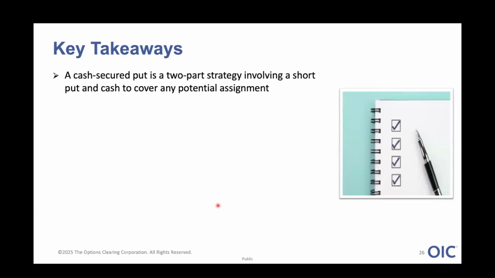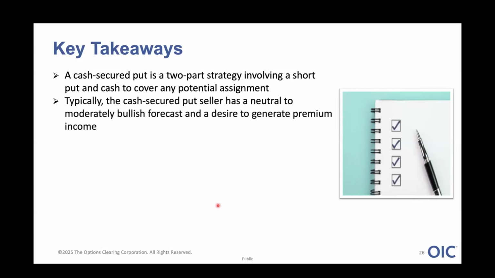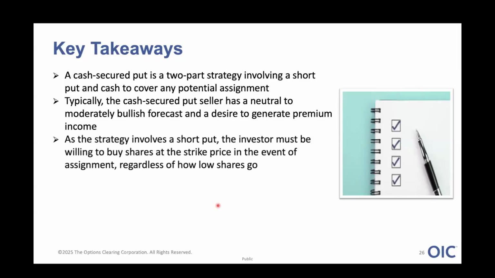Okay, so once again, a cash secured put is a two-part strategy. It involves a short put and cash to cover, to securitize any potential assignment obligation. Typically, anybody who puts on a cash secured put is neutral to moderately bullish. If you were really bearish, you're probably not going to look to do a cash secured put, because that would be like trying to catch a falling knife. If you really think the shares are going to fall apart, doing a cash secured put probably isn't the right strategy, unless, of course, you want to buy shares at that particular strike and you're okay with that.